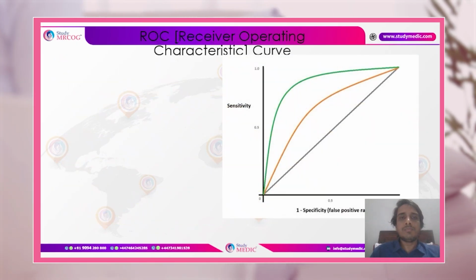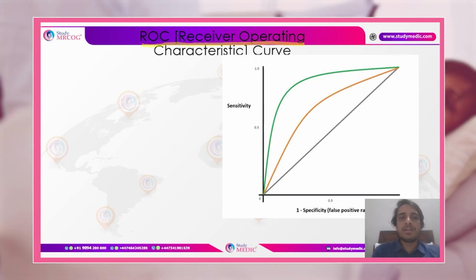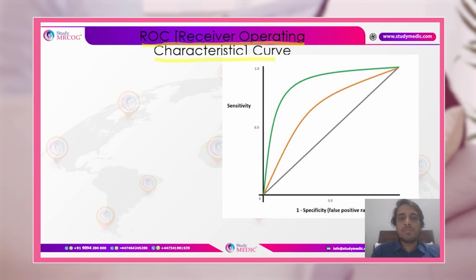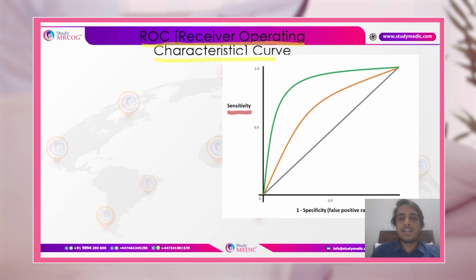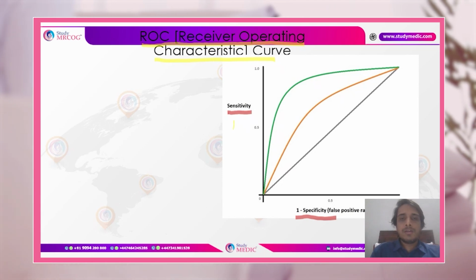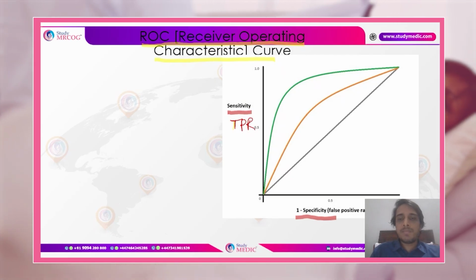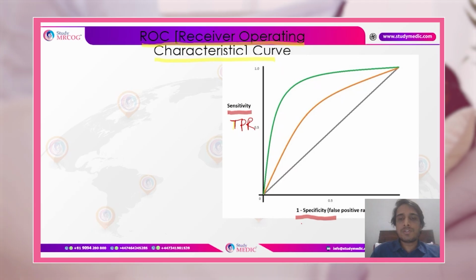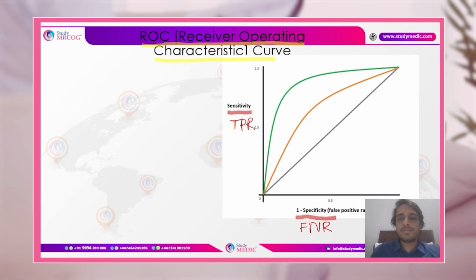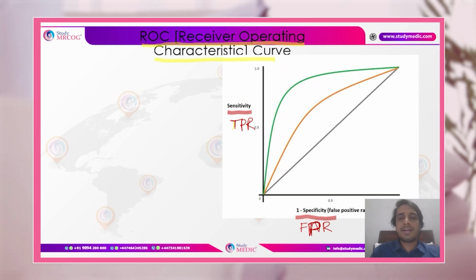Now, what is the receiver operator characteristic curve? ROC curve is the receiver operator characteristic curve. This is always a graphical illustration that plots sensitivity against 1 minus specificity. In other words, sensitivity is the true positive rate, and 1 minus specificity is 1 minus the true negative rate, which is the false positive rate. So when we plot the true positive rate against the false positive rate, that graph is called the receiver operating characteristic curve.